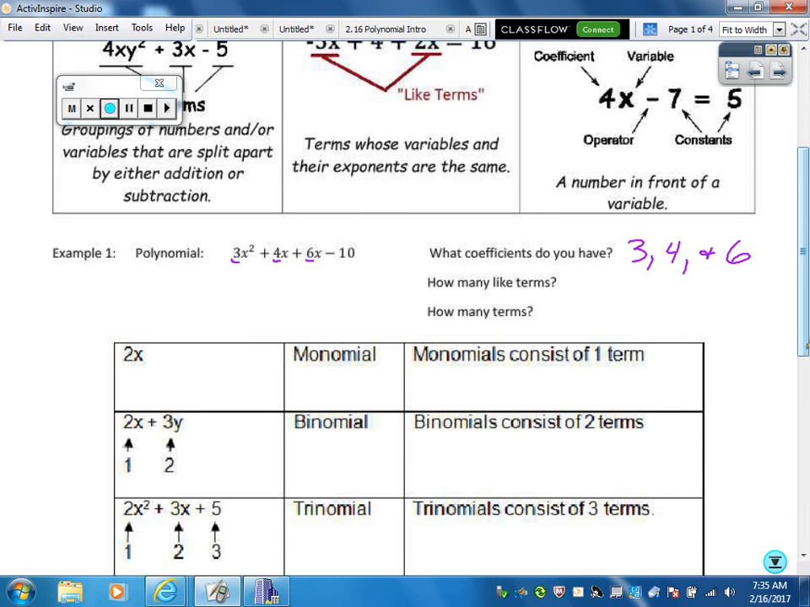How many like terms? We've got the 4x here and the 6x. Again, the 3x squared is not a like term because it has to have exactly the same exponent. So how many like terms? We have 2, we have 4x and 6x. And let's go ahead and put those together. We've got the 3x squared out in front. 4 plus 6 is 10x. And minus this 10 right here. So how many terms? When you're deciding how many terms, make sure you do combine all those like terms. We have 1, 2, 3. In case you were wondering how I knew how to divide that up, remember addition and subtraction break up terms.